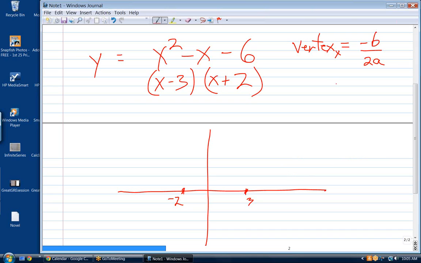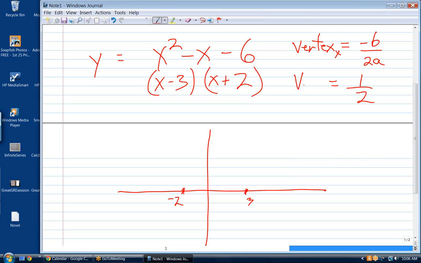So what does that equal? What's b? Negative 1. Oh, it's negative 1, over 2 times 1. Okay, so the vertex x-coordinate is 1/2. Yeah, 1/2, because it's negative negative, so it's 1 over 2.